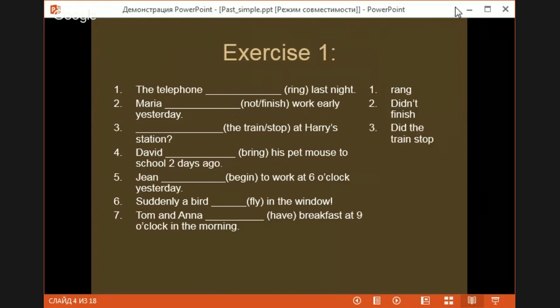Good. Number three, you need to make a question. Did the train stop? Number four, David brought his pet mouse to the school 2 days ago. Number 5, Jane began to work at 6 o'clock. Number 6, suddenly a bird flew in the window. And number 7, Tom and Anna had breakfast at 9 o'clock in the morning. I hope you also remembered the forms of irregular verbs.